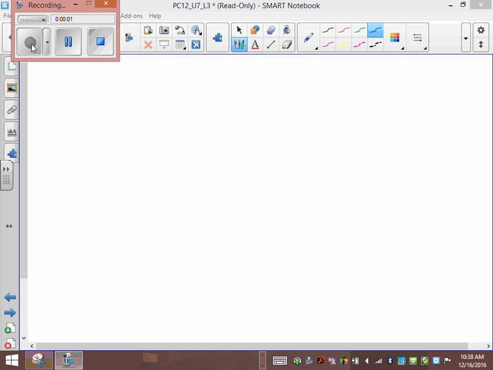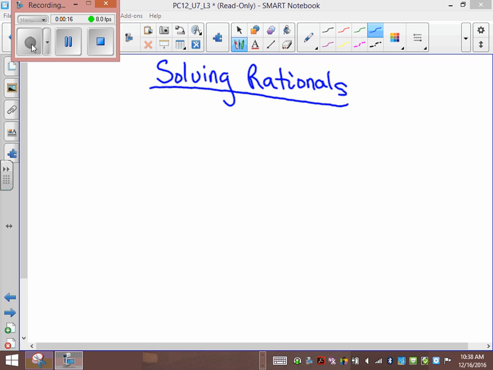The last lesson of rationals first, only because it's a Friday and it's quicker to understand. So we're doing solving rationals. You did this last year. Okay?